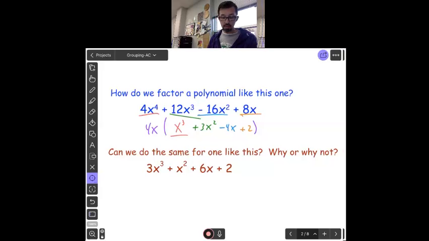Okay, but this is factorable, right? There are things that I can multiply by each other to get this. Just like here, these are the factors. If I take 4x times all of this, I get what we started with. That means it's factorable. If I multiply something by something else, I will get this. So let's figure out why we can't do it the way we want to.